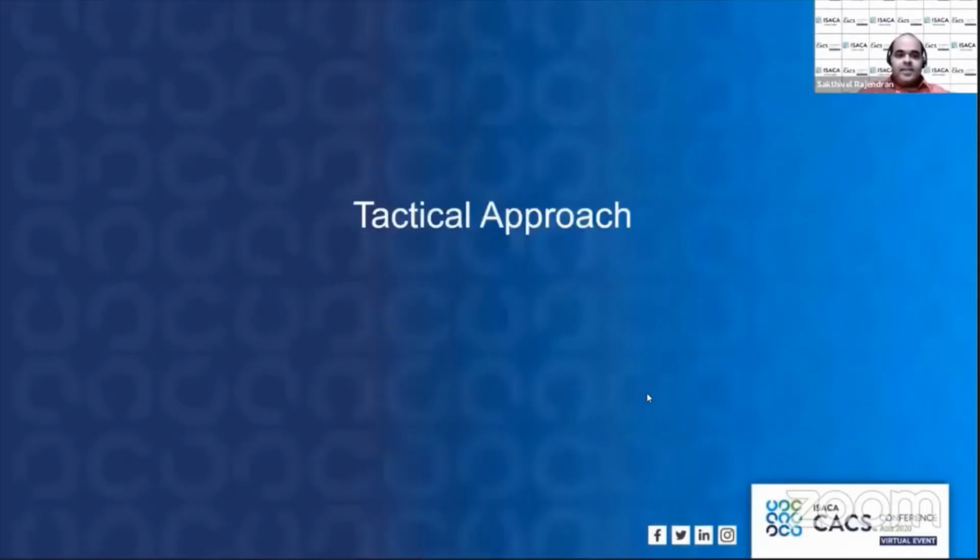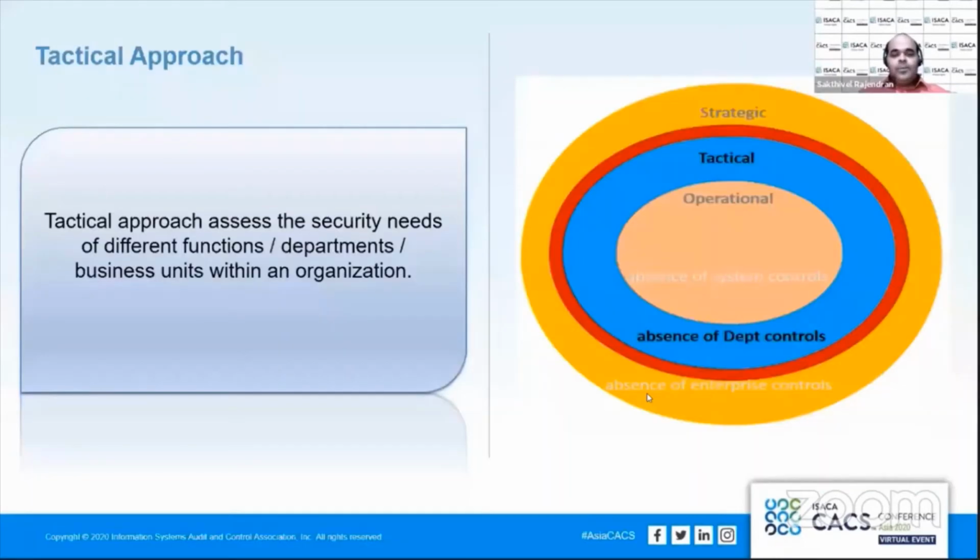Now, let's get into the second topic, the tactical approach. The tactical approach deals with the effectiveness of security controls to meet the business requirements from the business unit or departmental perspectives. As I mentioned, these business units and departments are internal entities which are operating within the organization, but they have different security needs because they support different business objectives of the organization.